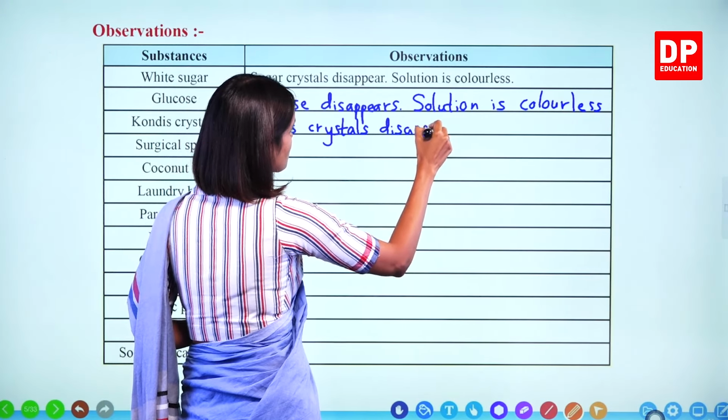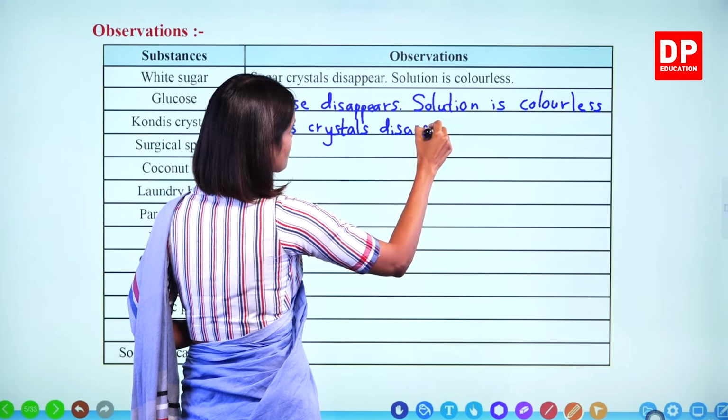Okay, coconut oil, what happened? After adding a little bit of coconut oil, when I tried to mix it, it looks like it mixes well. But after keeping it aside, you observe that it does not dissolve. So what happened? It becomes two layers. Coconut oil layer present above the layer of water. Therefore, it means coconut oil does not mix with water. It does not dissolve in water. Right? Coconut oil, we will write, does not dissolve and separates into two layers.